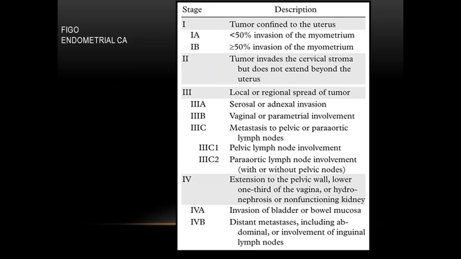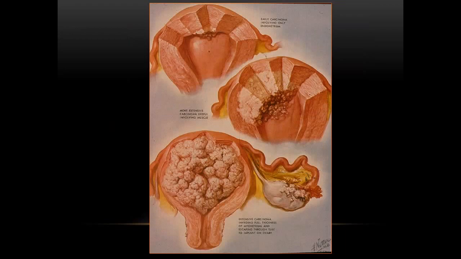Here is the staging, the FIGO staging. It was updated in 2009, and I'm going to show you an example of each of the stages in the next few slides. This is a nice picture by Netter, which shows the endometrial cancer just barely invading our myometrium. This is also less than 50%. This is showing greater than 50% invasion. This is showing through the myometrium and also involvement of the adnexa and ovaries.